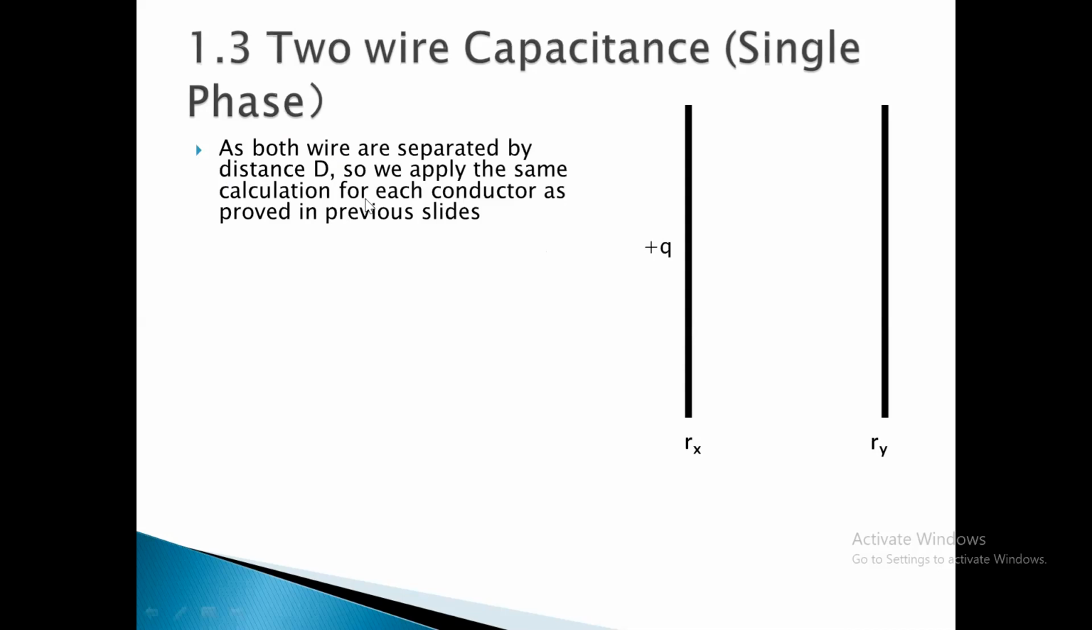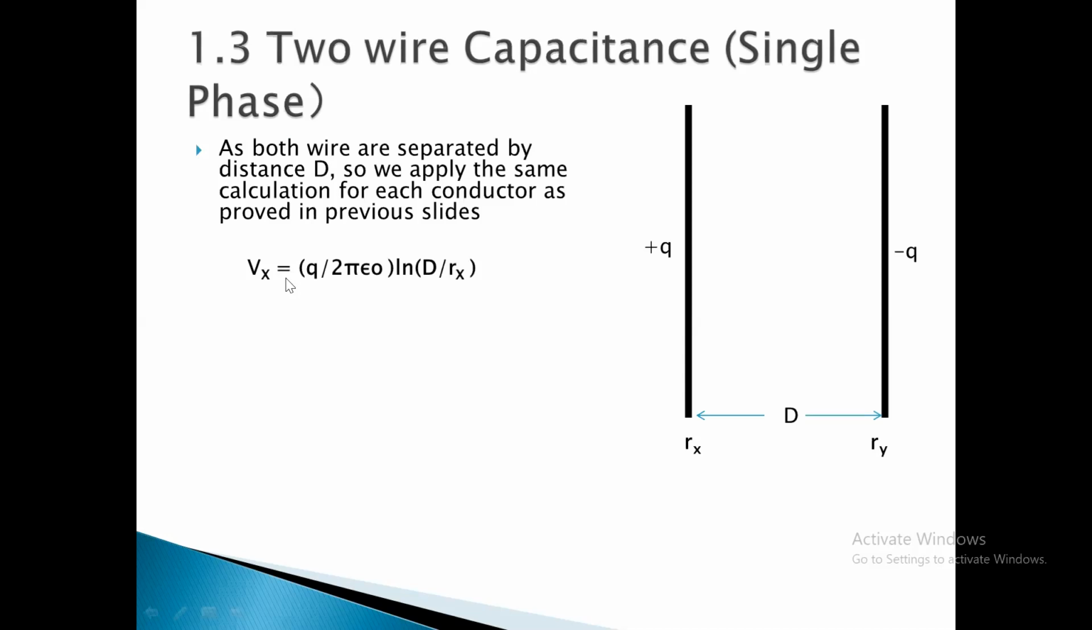So we apply the same calculation for each conductor as proved in the previous slide. Okay, so I have one wire. Because current is flowing on this side, I just consider it. There are two different charges on each wire: one is minus q, the other is plus q. The radius of the first wire is rx, the radius of the second wire is ry, and the distance between the wires is d.